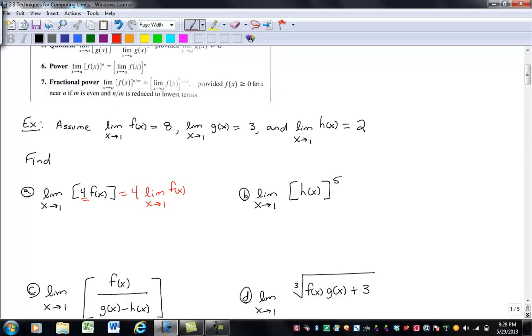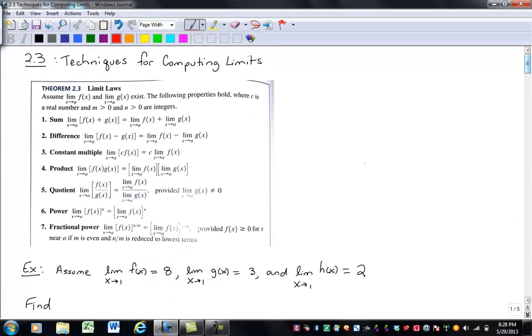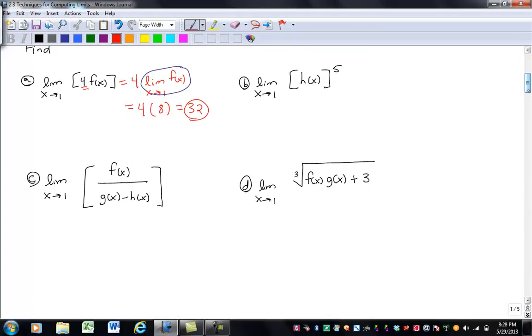And I know what the limit as x approaches 1 of f of x is. That limit is given above, it's 8. So the answer to this is 4 times 8, which is 32. B uses the property that you can take limits inside of powers. Here in part B I have the limit as x approaches 1 of h of x to the 5th power. Well, that property tells me that I could just take the limit of h of x and raise that to the 5th power.